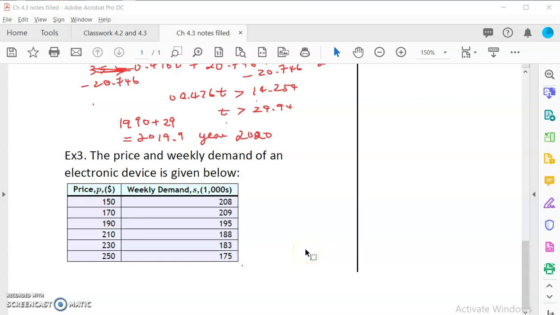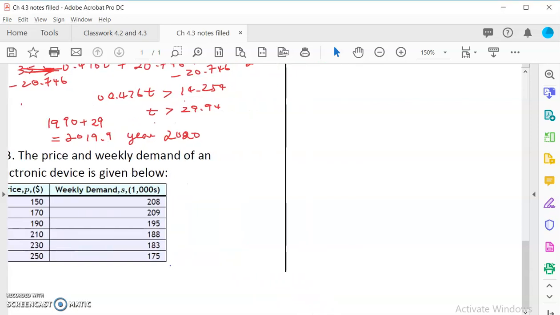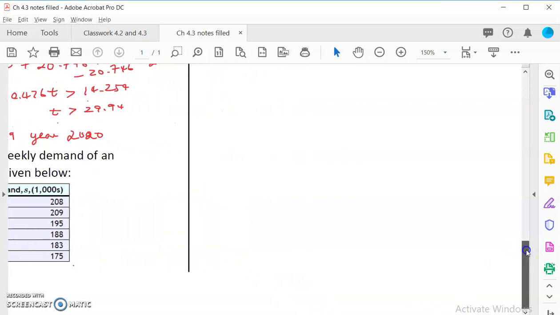Hello, college algebra student. This video is for chapter 4.3, part 2, the last example of linear regression. So just one more example on how you can find an equation between two variables when you have collected some data and then figure out that they are linear and then do a model.